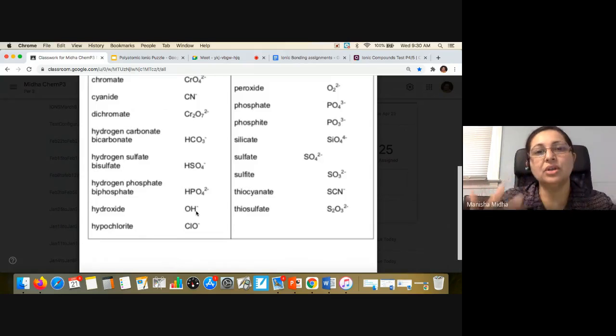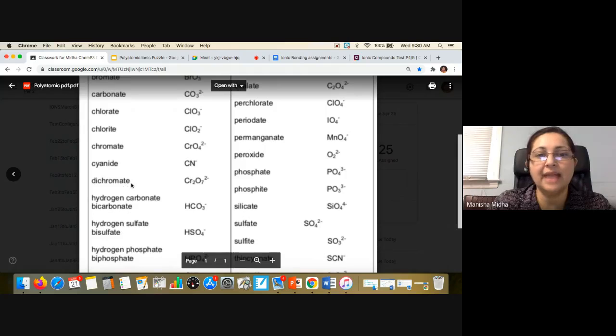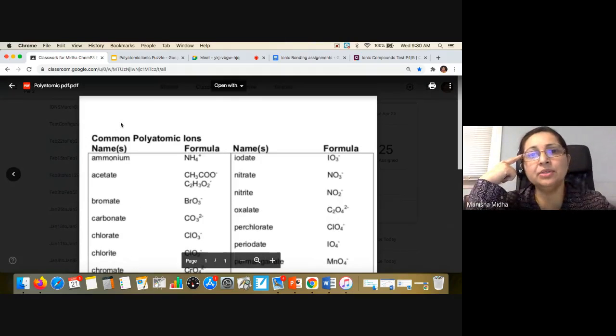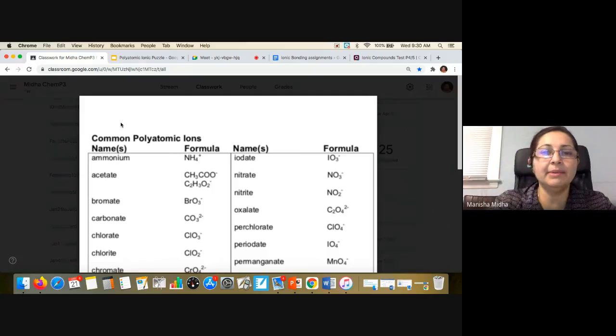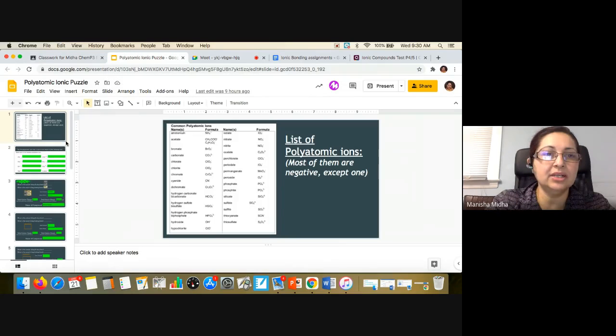Again, it's too much for you to memorize. So you don't have to memorize. You just have to get familiar. If you see or hear the word ate or ite, you should be able to identify that it is not on the periodic table. It is coming from a separate sheet of ions called polyatomic ions. And now I'll tell you what you need to do.